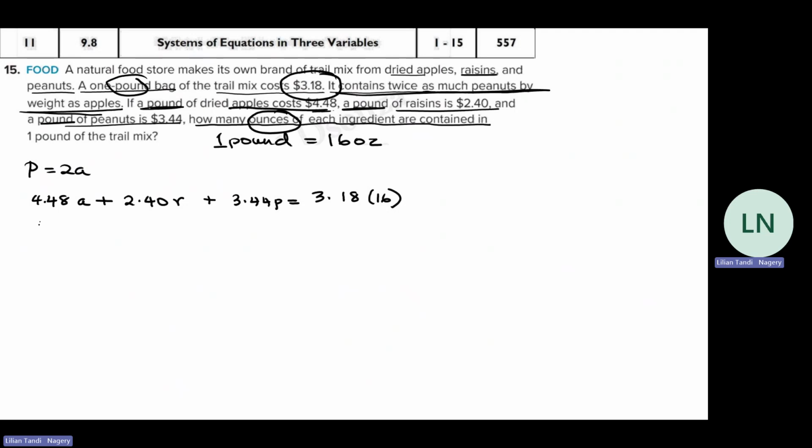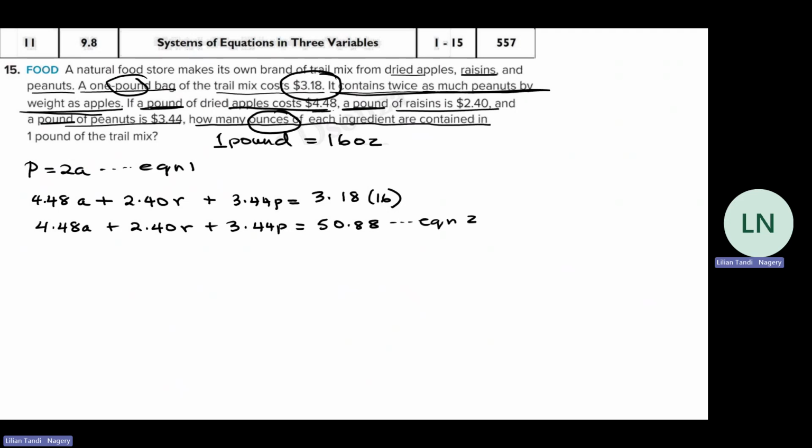So my new equation will be 4.48A plus 2.40R plus 3.44P equals, how much would that be? I think 50.88, if you multiply this, okay? All right. So this is my equation 1. This is my equation 2.